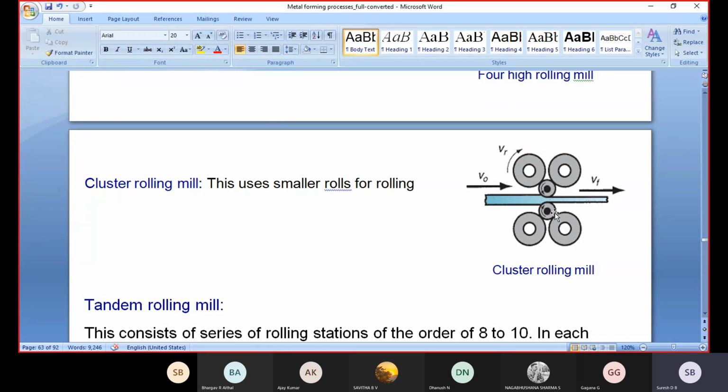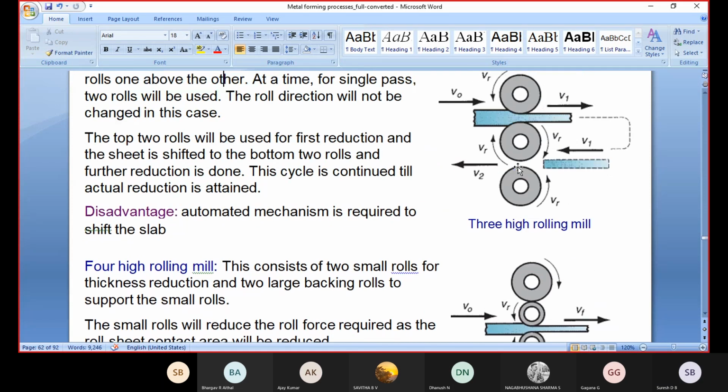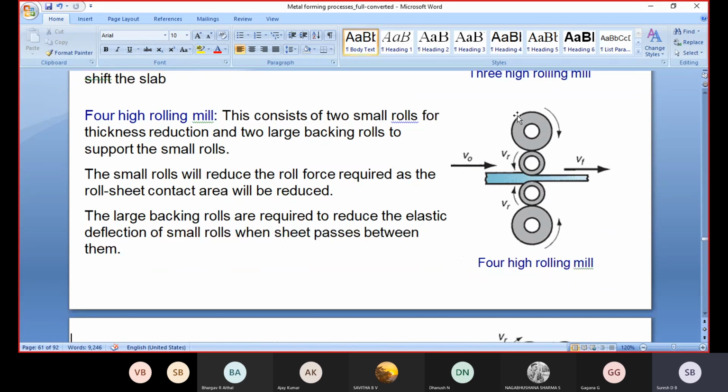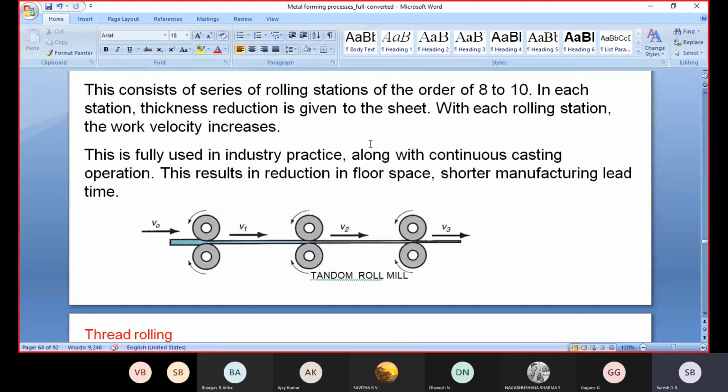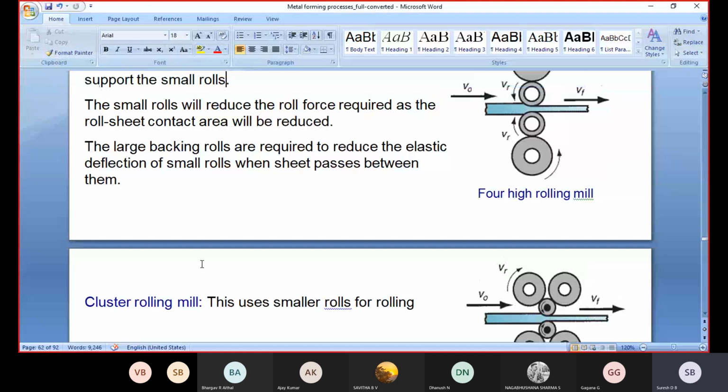Here only two rollers are in contact with the workpiece. In the four high roll mill also, two rollers are in contact with the workpiece material. In the three high mill also, the same, two rollers are in contact with the workpiece. In the two high roll mill also two rollers are in contact. In the tandem mill also two rollers are in contact with the workpiece material. Then what is the usage? They can use more than two rollers in a single operation.